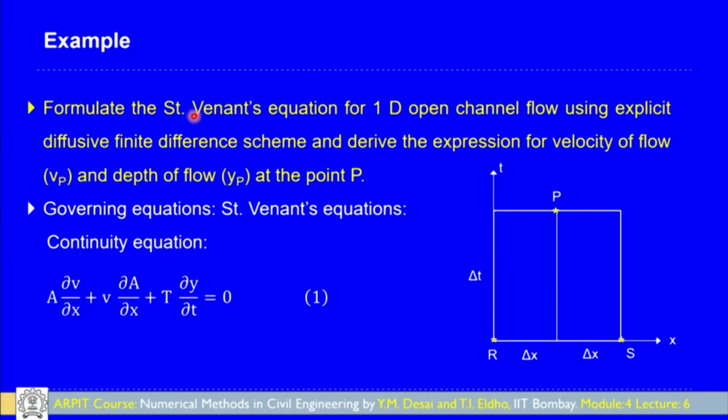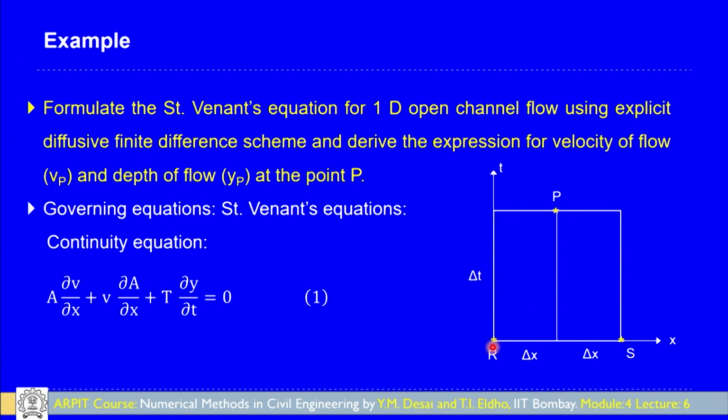Now, before going further to discuss the implicit scheme, we will see one example, especially Saint-Venant's equation. Here is an example problem: formulate the Saint-Venant's equation for one dimensional open channel flow using an explicit diffusive finite difference scheme, and derive the expression for velocity of flow and depth of flow at point P. This is an explicit scheme. Here this is the previous time step, and this is the current time step where the unknowns are there.